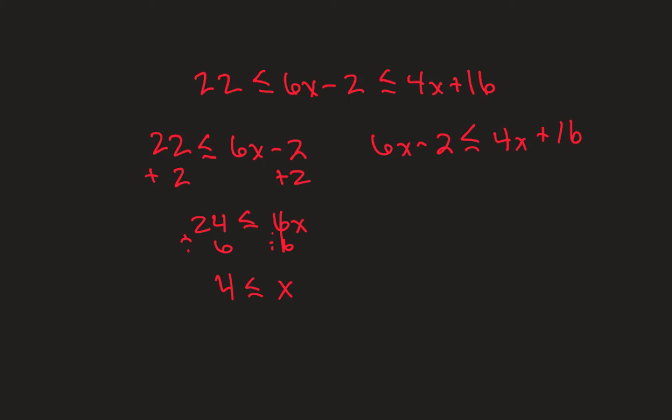And now on this one, I want to keep the x in the middle, so I'm going to subtract 4x from both sides. This is going to zero out. I'm going to get a minus 2x. Then I'm going to add 2 to both sides. It's going to cancel out. And I'm going to get a plus 18.